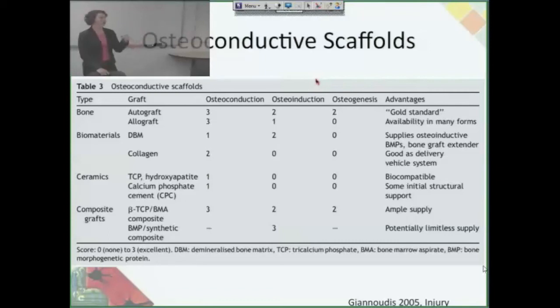So the gold standard of care for replacing bone that you need to remove because of trauma or cancer or something is just an autograft. If you could take bone from another part of your body and replace that part, that's what you want to do. That works the best. It's osteoconductive, inductive, and osteogenic.